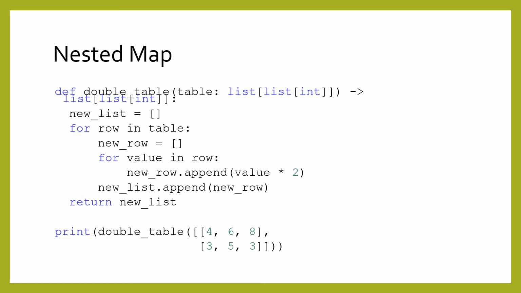In this function double_table, we are implementing the nested map pattern by iterating through the list of integers given. For each row, we have to create a new row. We also need to append each new row to a new list in each of the outermost iterations. When we are done, we'll have perfectly recreated the original structure, but this time each of the original numbers will have been doubled.